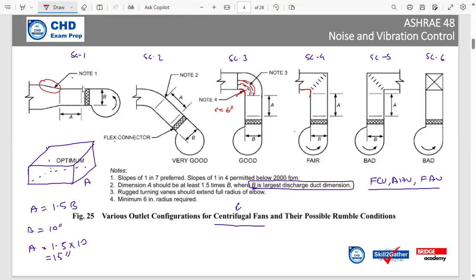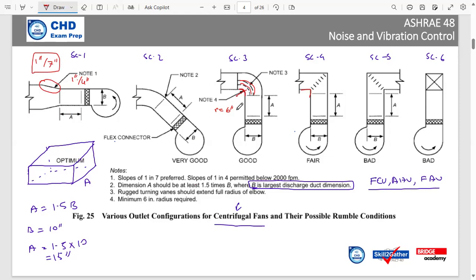The details are in here. If the velocity is less than 2000 feet per minute, we are allowed to have a sharp slope of 1 inch every 4 inch. But preferably it is 1 inch every 7 inch. If the velocity is more than 2000 feet per minute, we have to follow this. There are no other options.